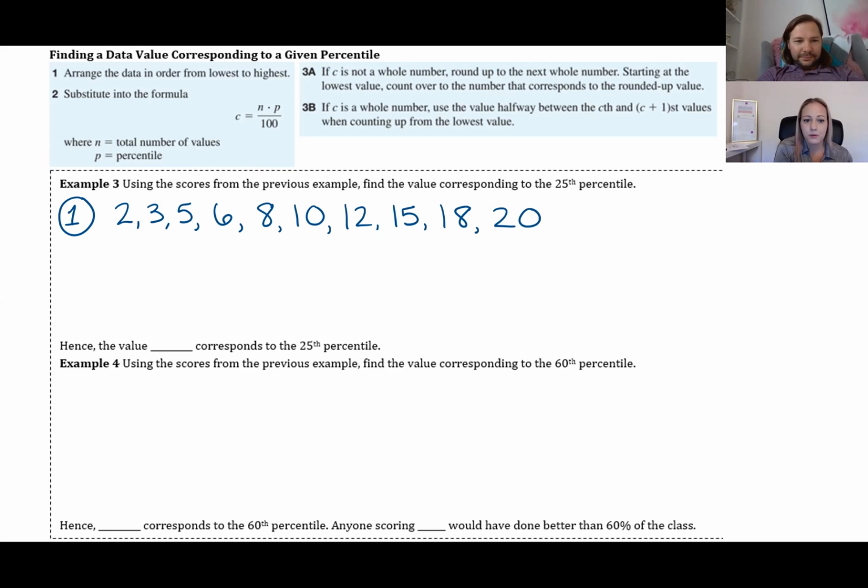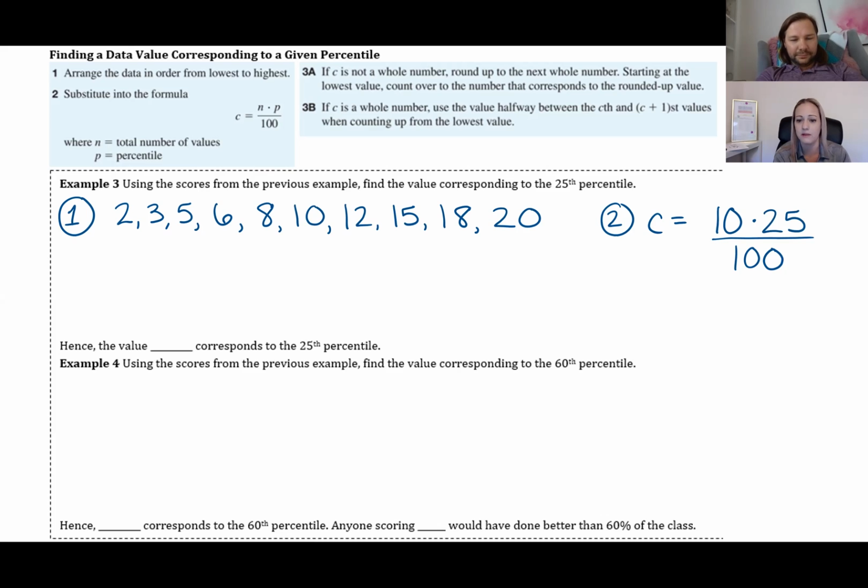Okay, and then step 2, we're going to substitute into the formula that you can see up there in that blue box, where C equals N times P over 100. N is going to be the total number of values. As we said, there are 10 students, or 10 numbers there. So N is 10. And then P is the percentile for that specific question. So we're finding the value that corresponds to the 25th percentile, so P is going to be 25. You don't need to turn it into a decimal or anything. Just keep 25 as 25. And then you just simplify 10 times 25 divided by 100, and that comes out to be 2.5.